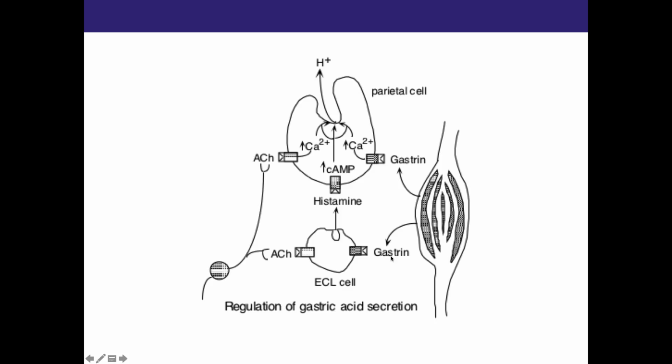And now that's where the ECL cells come into play. As soon as the ECL cells are stimulated and they start to release histamine, this is a Gs coupled receptor, that's when this is the trifecta. We talked about the word potentiation. This is where you're going to get the maximum amount of hydrochloric acid secretion because now all three of these molecules are stimulating the parietal cells.